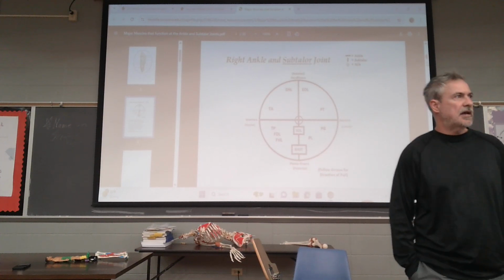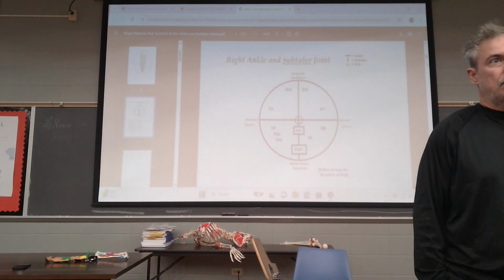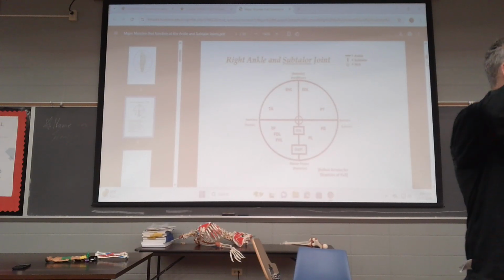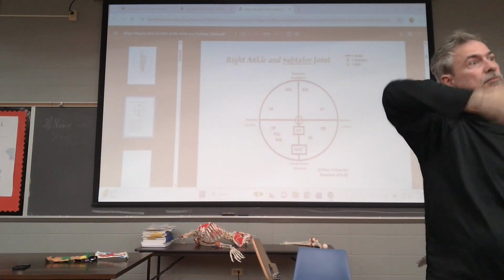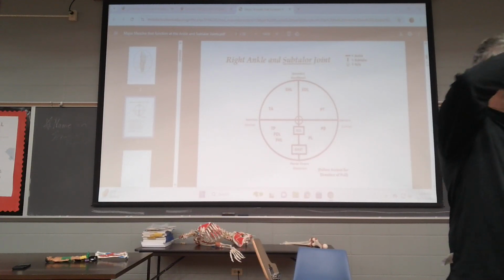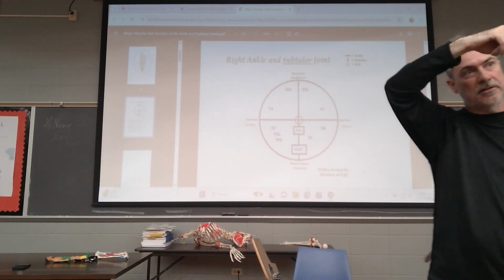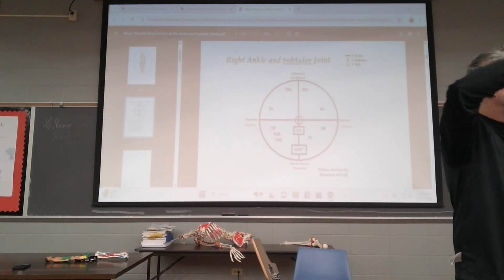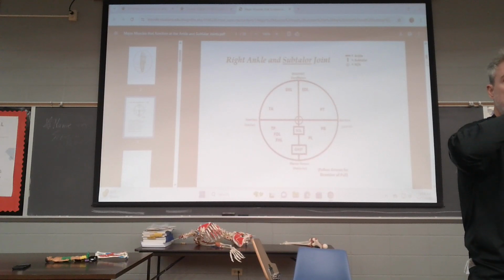Who are dorsiflexors? Tibialis anterior, extensor hallucis longus, extensor digitorum longus, peroneus tertius. Who are everters? Extensor digitorum, peroneus tertius, peroneus longus, peroneus brevis. The laterals, the ones on the outside. Who are inverters? The medials, the ones on the inside. Tibialis anterior, extensor hallucis, Tom, Dick, and Harry. Tibialis posterior, flexor hallucis, flexor digitorum.